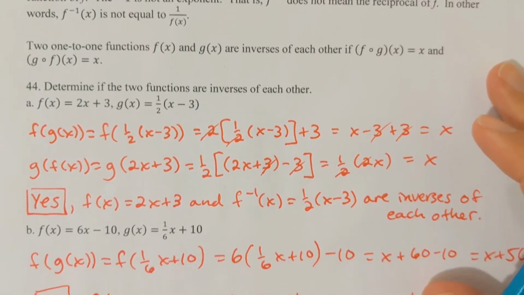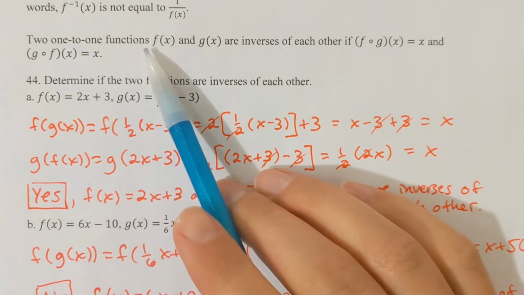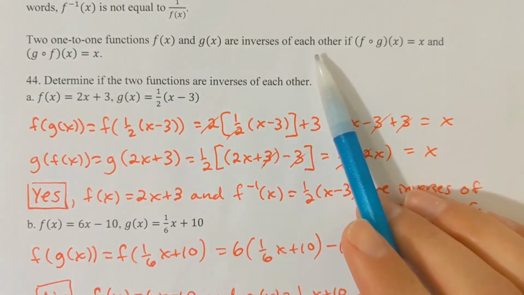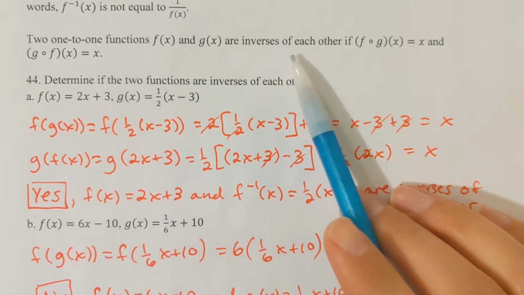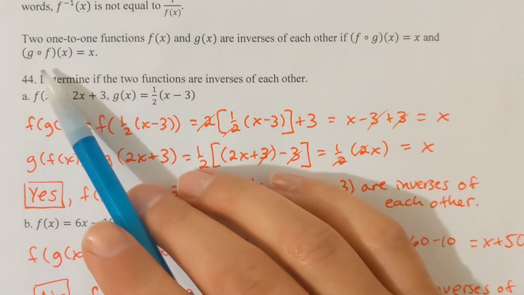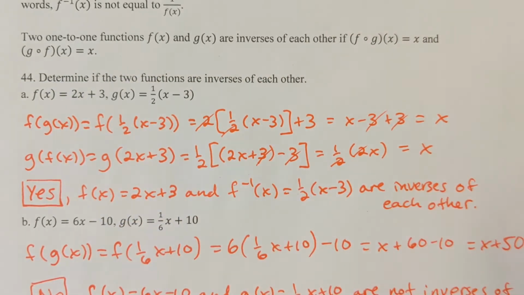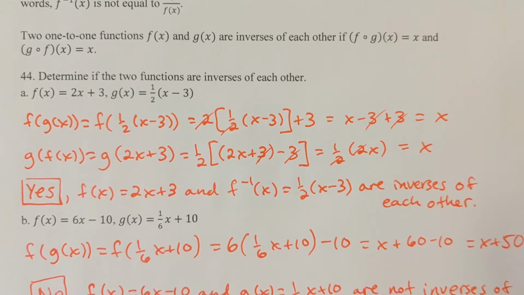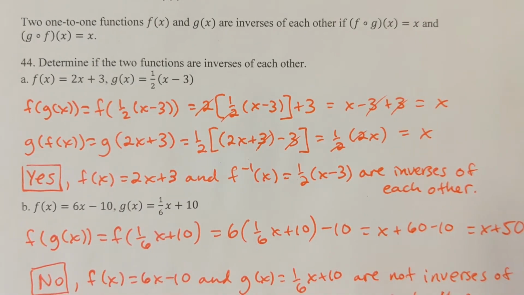Let's take a look at this one here. Two one-to-one functions, f of x and g of x, are inverses of each other if f composed g of x is x and g composed f of x is x. The way to check if two functions are inverses of each other is through function composition. So let's take a look at problem 44. Determine if the functions are inverses of each other.